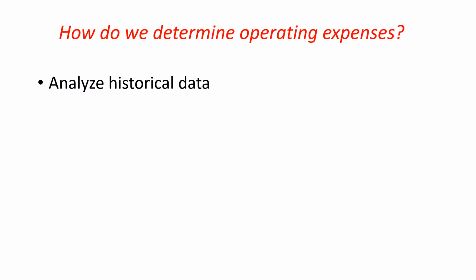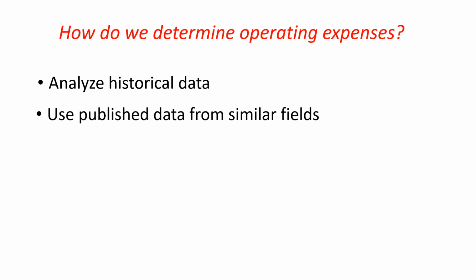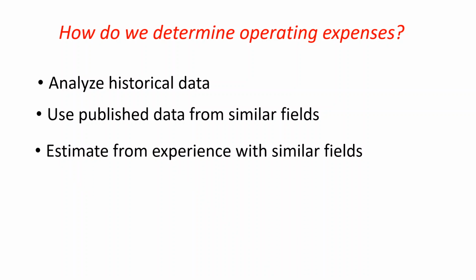So how do we determine operating expenses? Well, the best way is to analyze historical data. But if you don't have historical data, sometimes you can find published data from similar fields or from the operator public reports. And many times, if you have no data, you may just have to estimate the operating expense from your experience with other fields or projects you've done that were similar, similar type production, production rates, well depths, that sort of thing. You can estimate it.